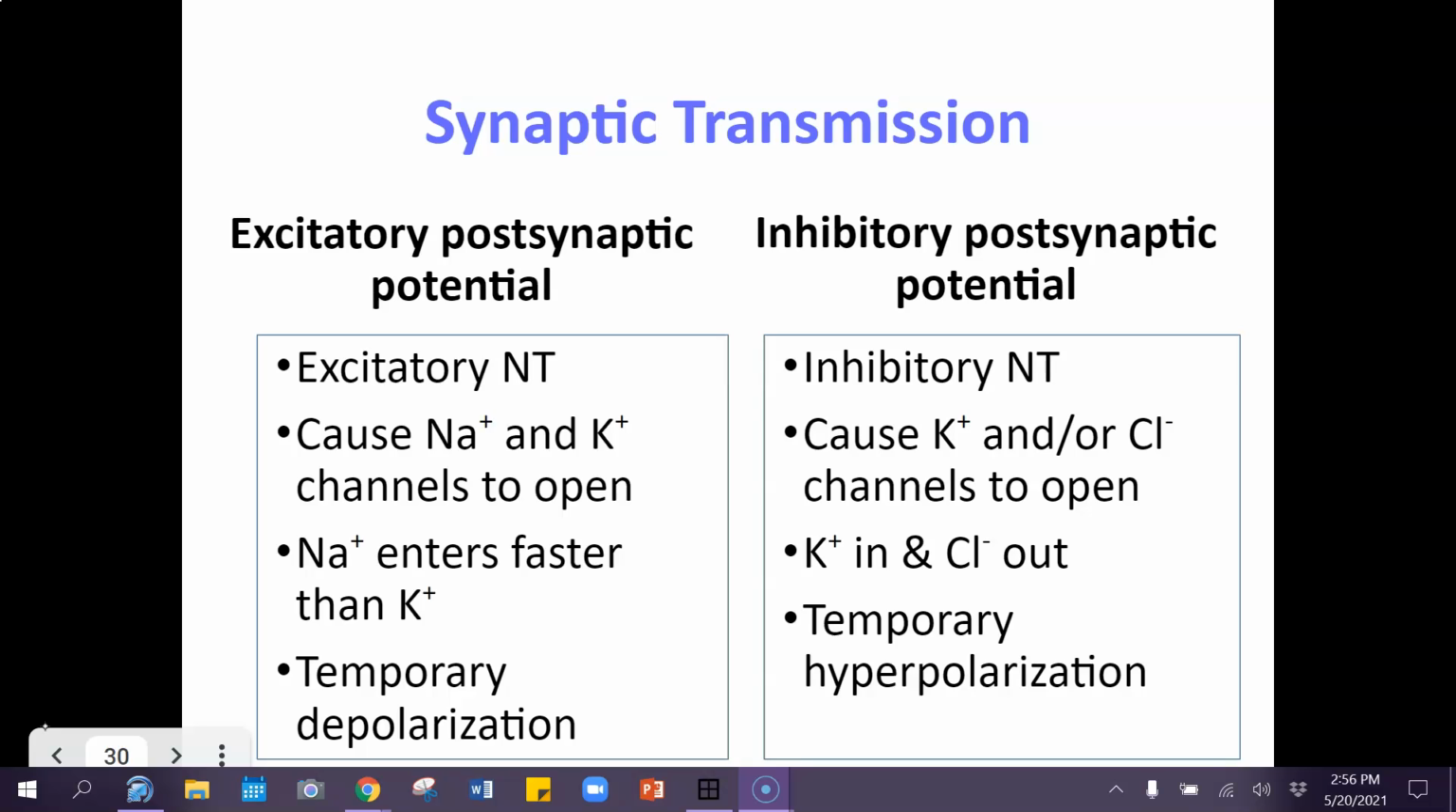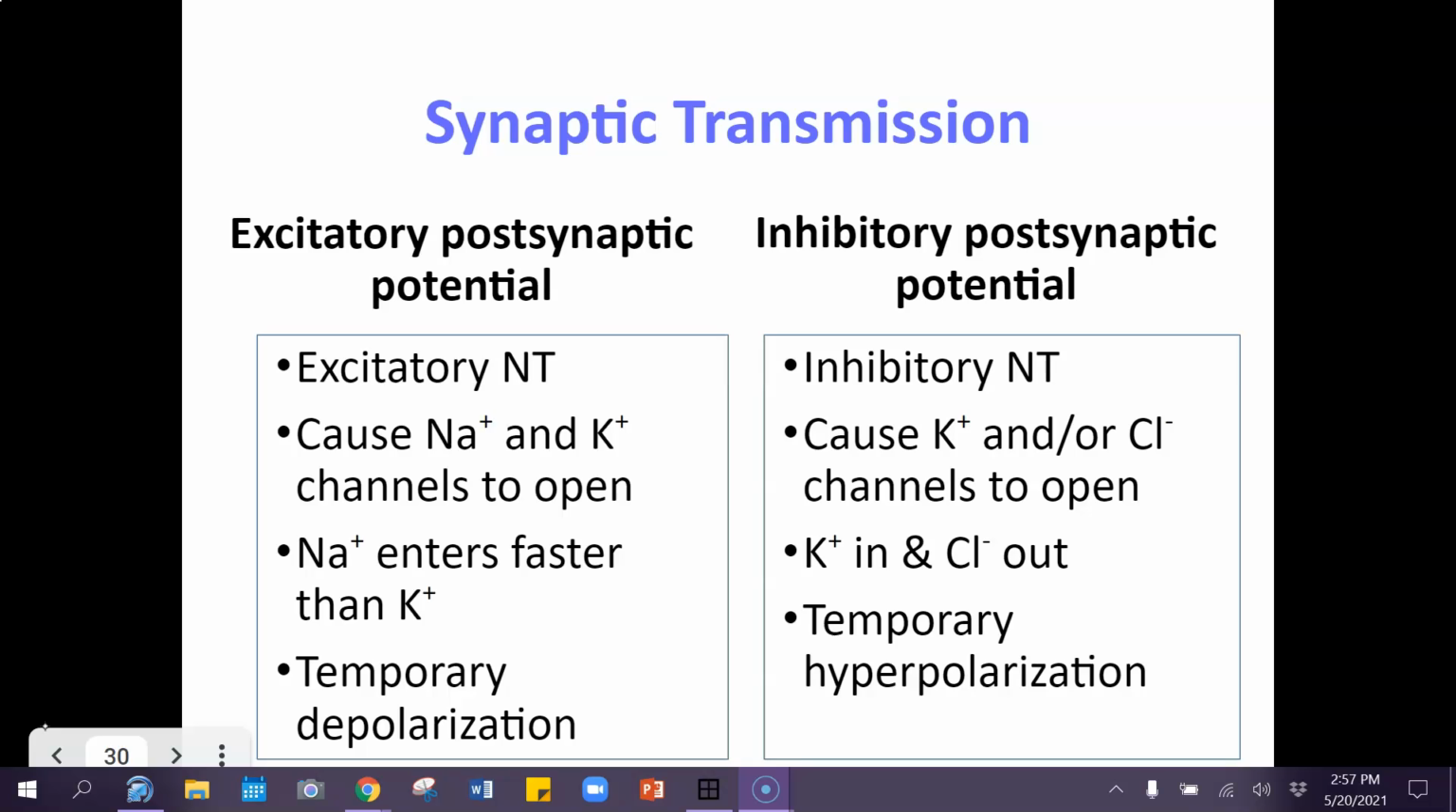Excitatory neurotransmitters are the ones that are going to cause excitatory postsynaptic potentials. And excitatory neurotransmitters include dopamine and norepinephrine.